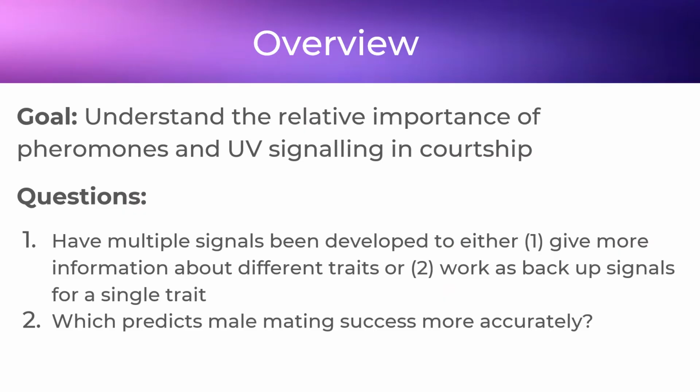Before we move on, we should understand what the goals of the researchers were with this particular study. They set out to understand the relative importance of pheromones and UV signaling in courtship. They asked the questions, have multiple signals been developed to either 1. give more information about the different traits that the signaler has, or 2. work as backup signals for a single trait? And then they also asked, which predicts male mating success more accurately, pheromones or UV signaling?